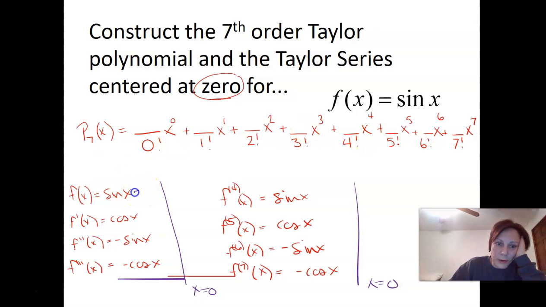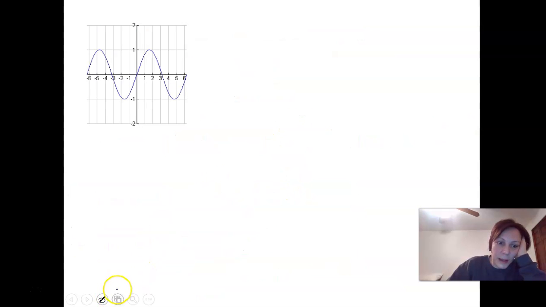So sine of 0 is 0. Plug it in. Cosine of 0 is 1. Let's go plug it in. Sine of 0 is 0. Let's go plug it in. This one comes out to negative 1. Plug it in.